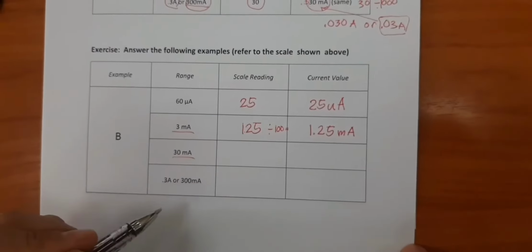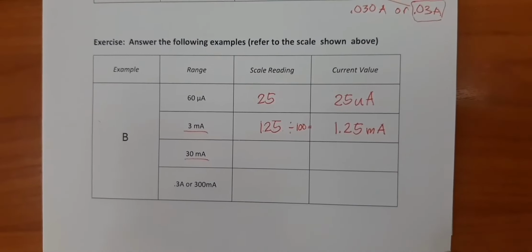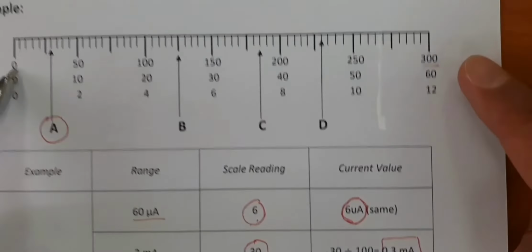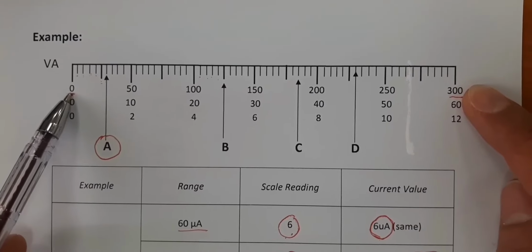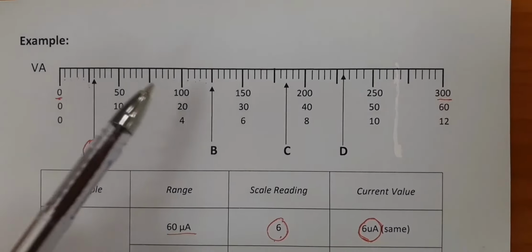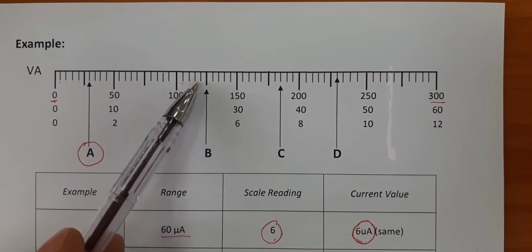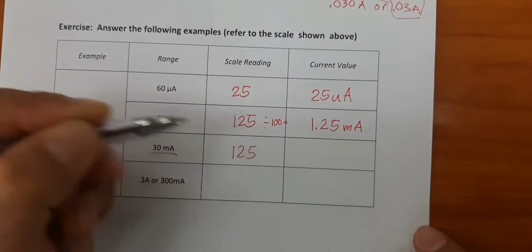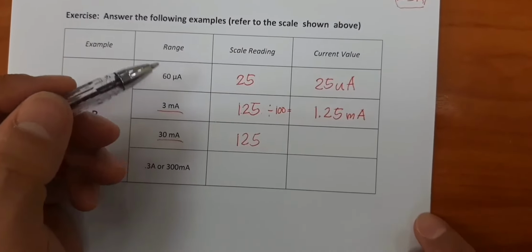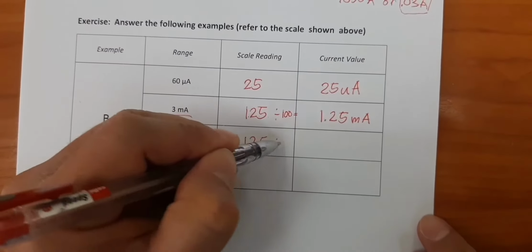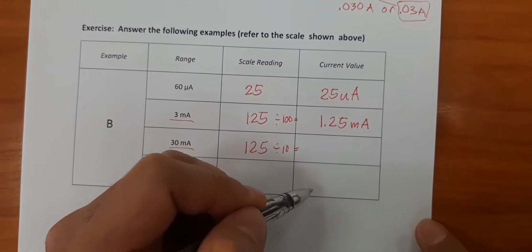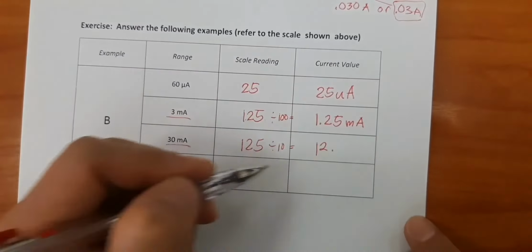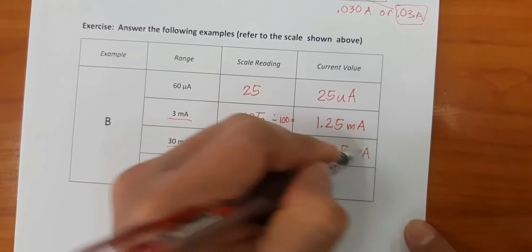Next is range 300 milliampere. I mean 30 milliampere, sorry. 30 milliampere. The scale to read is 0 to 300. And then again, the value of each line is by 5. So we have here 100, 5, 10, 15, 20, 25. So we have also 125, our scale reading, divided by 10, we have the current value or actual value of 12.5 milliampere.